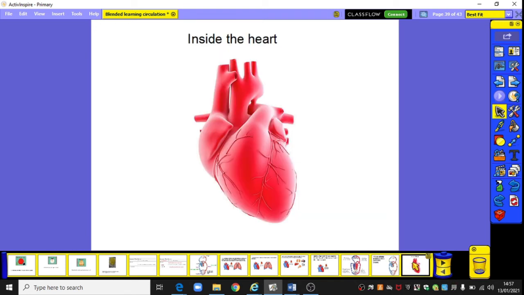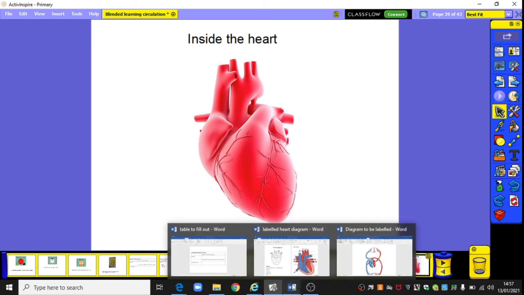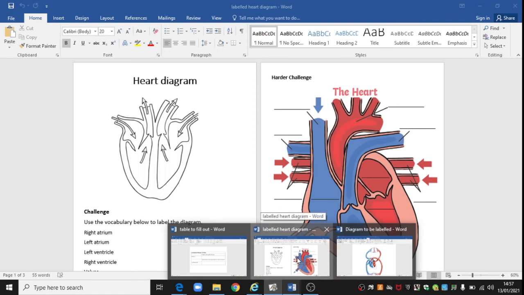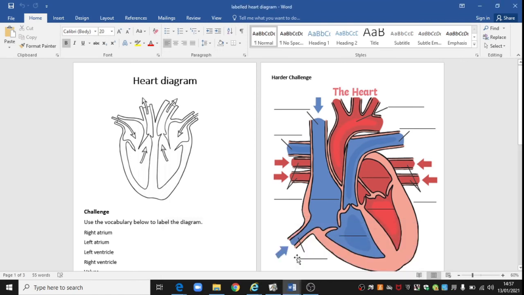Okay, so we're going to talk a little bit now about what happens inside the heart. Now, for some of you, this might be an extra challenge, and as I said at the beginning, some of you might not be doing this extension to the session, but some of you might have enjoyed learning about the heart and the circulation system already and might want to extend your knowledge. So for this, you will need these sheets. A heart diagram where there are 3 challenges on them.